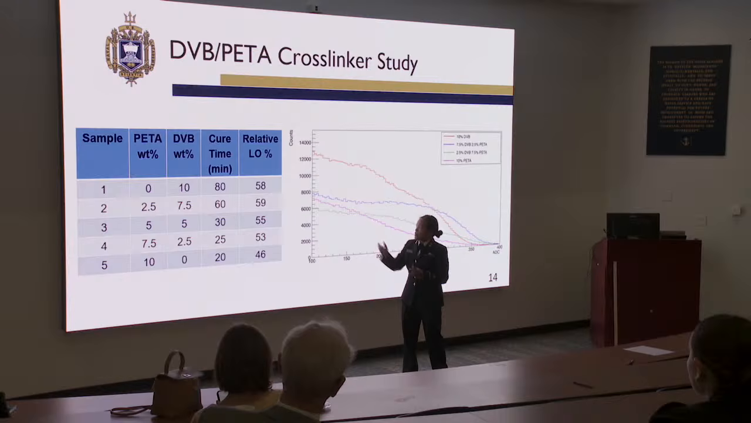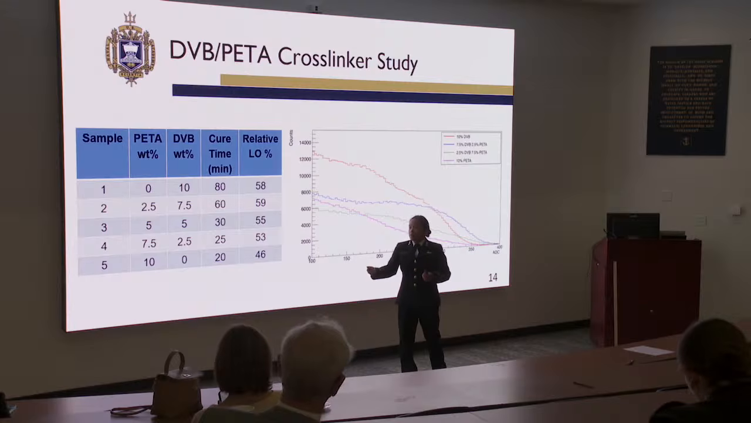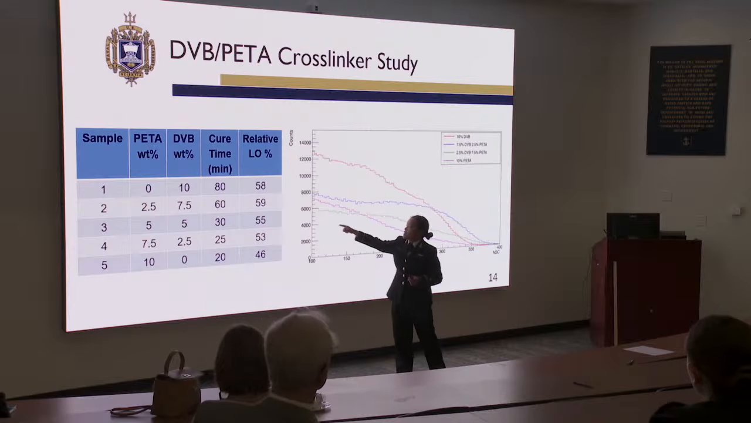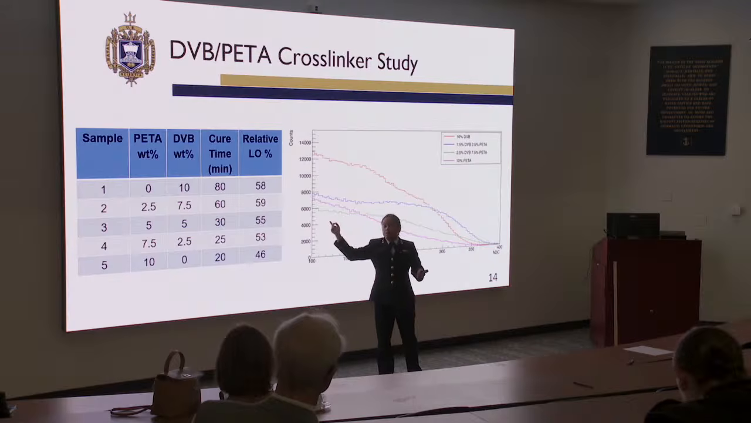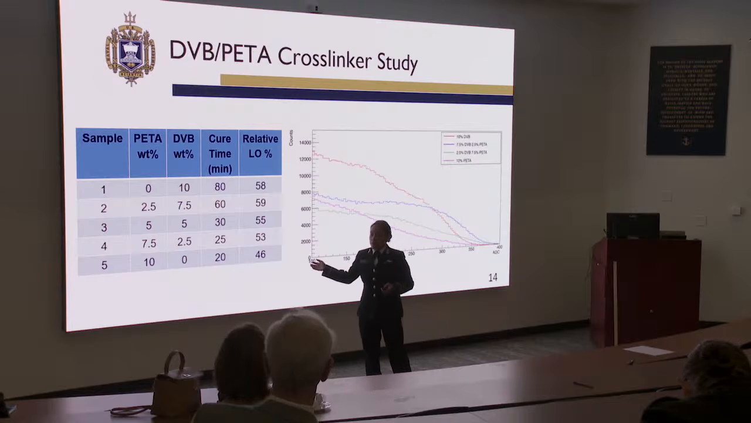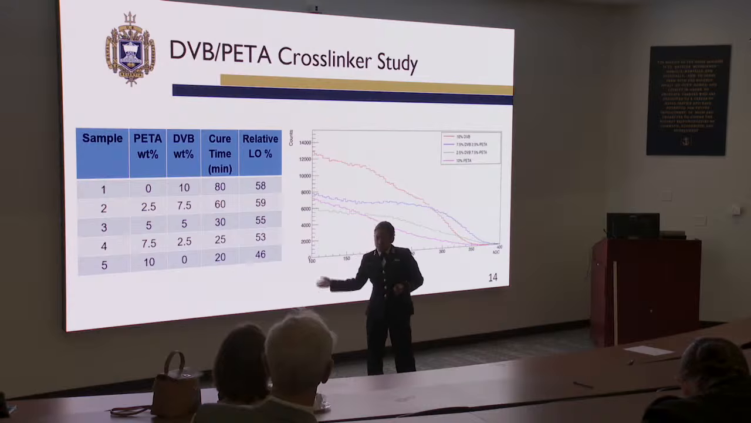So we see that if we go down a little bit in DVB percentage and increase the PETA, then it polymerizes faster, and the oxygen doesn't have as much time to quench the radiation detection. So we see that this one is higher. The little bit of PETA makes that radiation detection a little bit higher. So we have that limiting factor to help with the margin. We can't just cure the scintillator for 2 hours and get a better scintillator, if that makes sense.